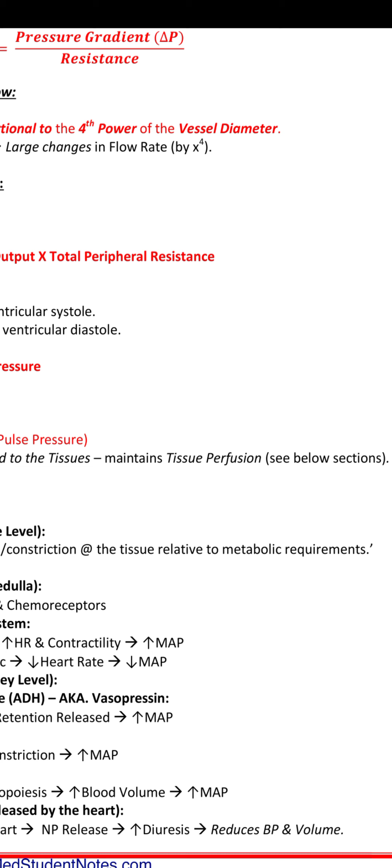So there is natriuretic peptide release from the heart when the heart is stretching, and it causes diuresis. We have to remember it is in the heart, not at the kidney level. It is released when the heart is stretched. It causes an increase in diuresis, and it reduces the BP and volume.